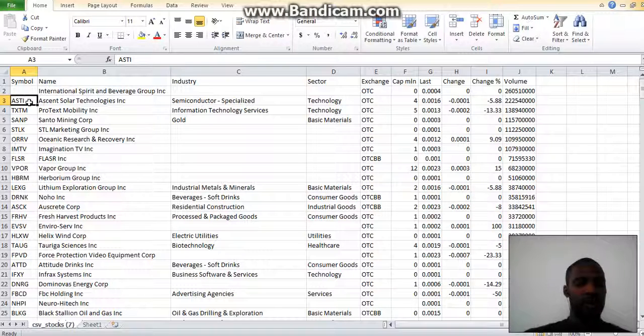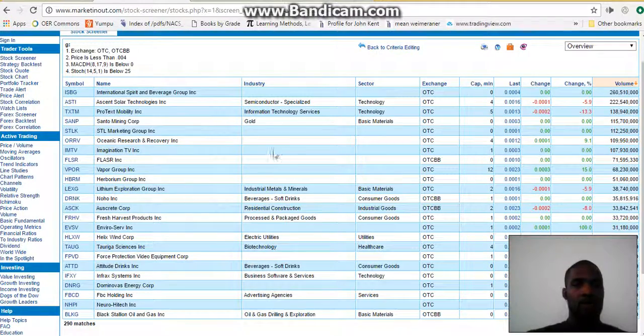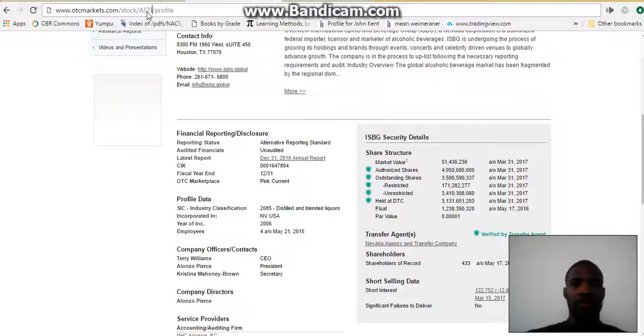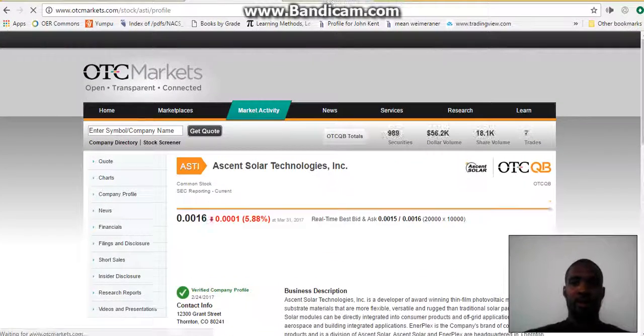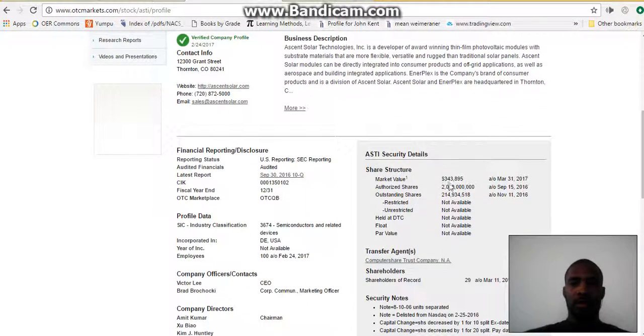ASTI is one that I was in. This is the first one I made money in this year, and it's back down to where I like to invest in. It's following the trend. So I know that the share structure is good because I already invested in it one time, but just so we can look at it. Yeah, this one is real good. The authorized shares and outstanding are very good. We got 2 billion authorized, outstanding is only 200 million. But you can see it's updated last year, November 11th. That's still close enough for it to be accurate.